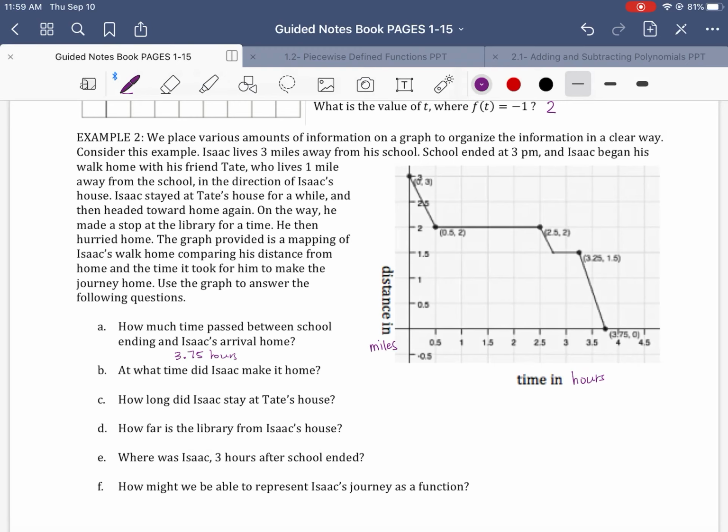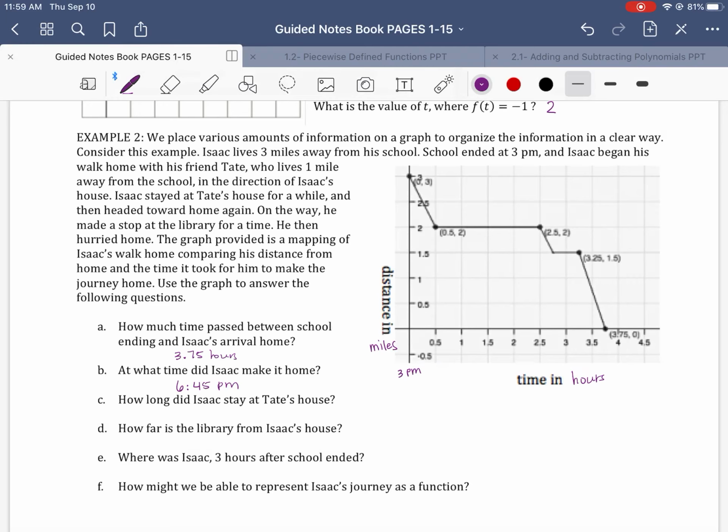Okay. At what time did he make it home? So again, we just need to understand the context of the question. If this is 3 p.m. and it takes him another 3.75 hours to get home, that's going to be 4 o'clock, 5 o'clock, 6 o'clock, and then 45 minutes. So he's going to get home at 6:45 p.m.